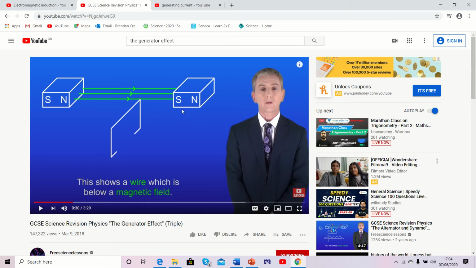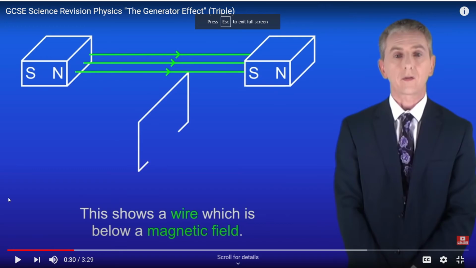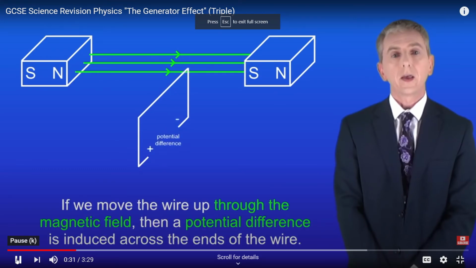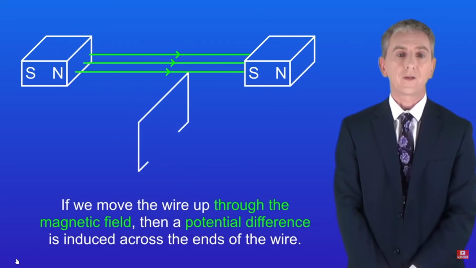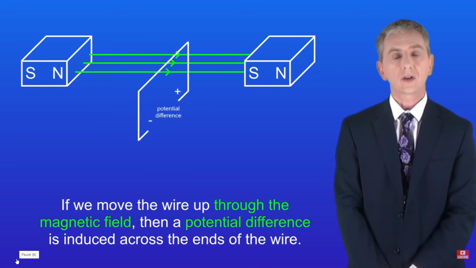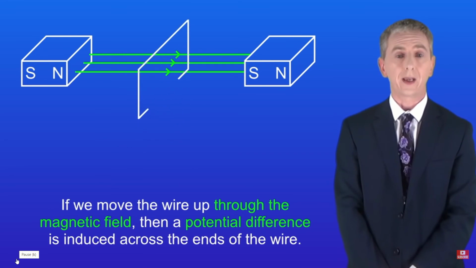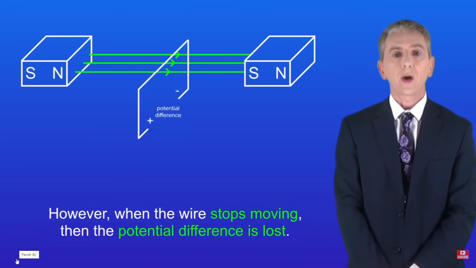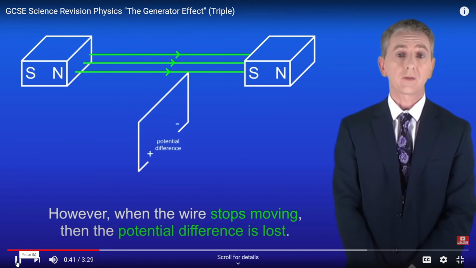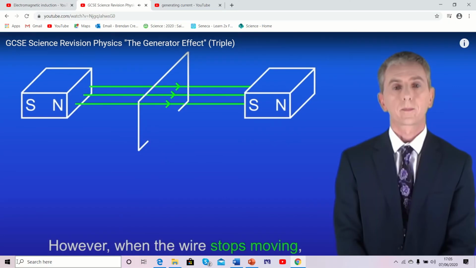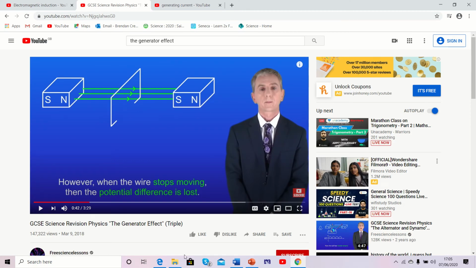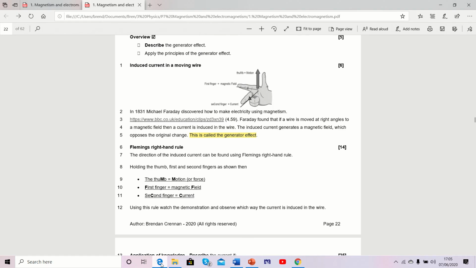So here we've got two poles of a magnet, a wire held below the magnetic field. Watch what happens when the wire is moved in the magnetic field. If we move the wire up through the magnetic field like this, then a potential difference is induced across the ends of the wire. However, when the wire stops moving, then the potential difference is lost. Okay, so all that has to happen is a wire has to move across a magnetic field, and the potential difference is generated across that wire. Okay, and that is the generator effect.